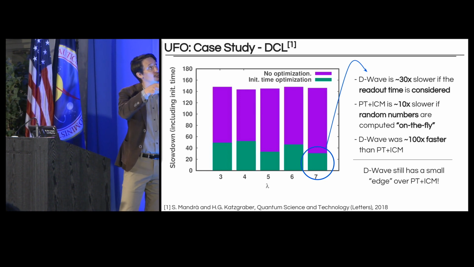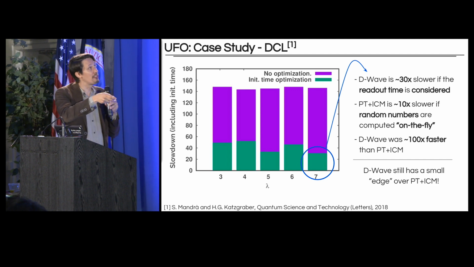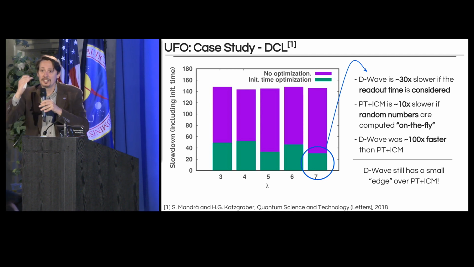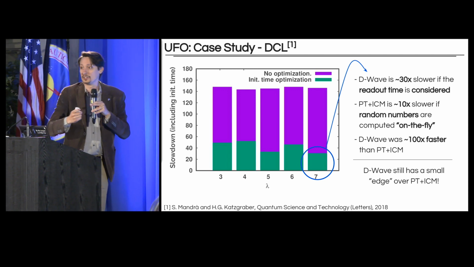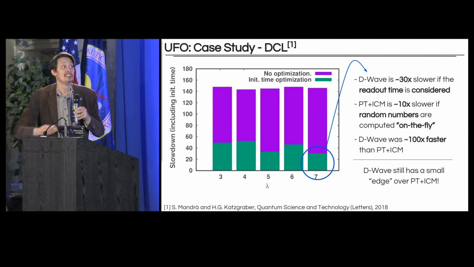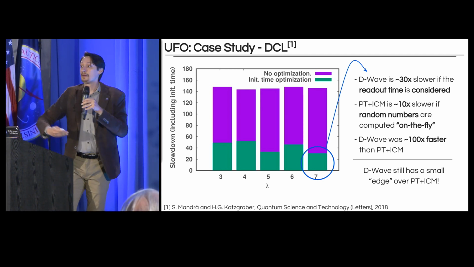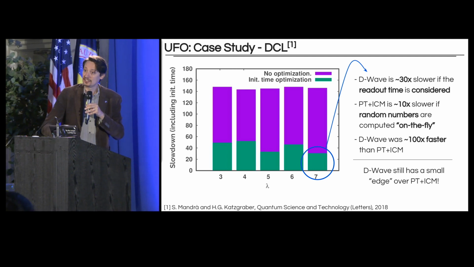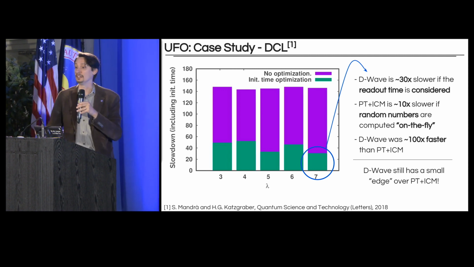However, when the optimization includes the knowledge of initialization time, it's only 30 times lower, which means that, yes, the difference between PT plus ICM and the D-Wave is smaller, because now it's about 1 order of magnitude instead of 2, but still, this is the first time for which we can show that the D-Wave, a quantum annealer, can be at least comparable, if not faster, even including the initialization time. So this gives hopes about quantum annealing.